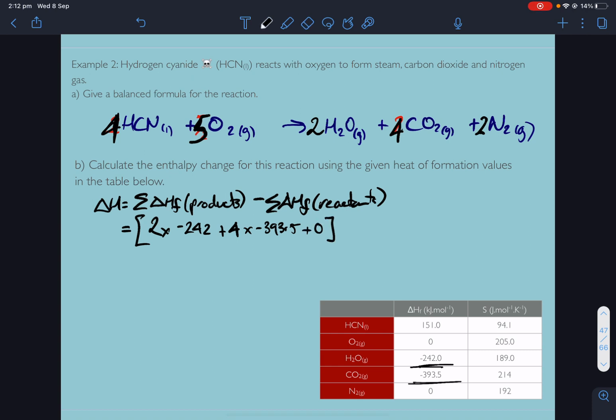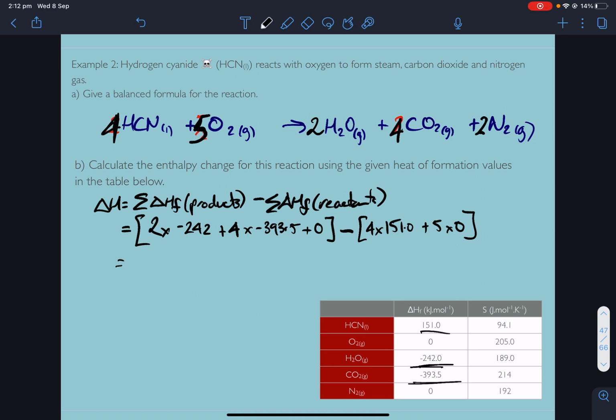Minus our reactants. So it's 4 times the hydrogen cyanide, 151.0, plus 5 times oxygen. Of course, oxygen heat of formation is 0. It's just oxygen by itself, how it's found in nature. Okay, put it in my calculator.